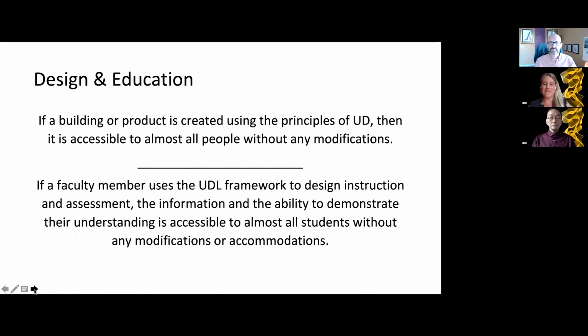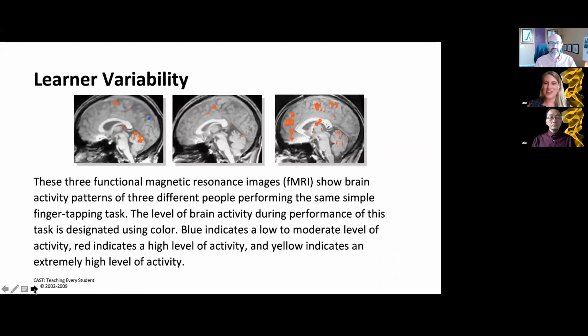I really love this next slide. Take a look at these pictures on the top and think, as I talk about this, about learning variability. The Universal Design for Learning framework is based on cognitive neuroscience. The images on this slide are functional magnetic resonance images, fMRI, that capture brain activity patterns of 3 people performing the same simple task of just tapping their finger. It's hard to see, but blue indicates low brain activity. Red indicates high brain activity.